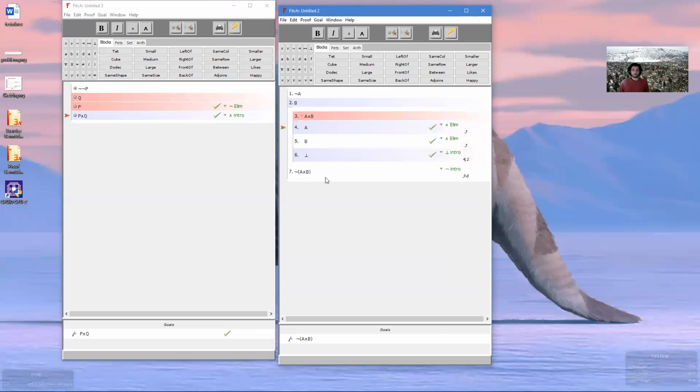Now, notice we did use premise 1. I guess we didn't even have to use premise 2. So premise 2 was extra. But we were allowed to use premise 1 in the subproof. But still, at the end of the day, it was just the subproof that does all the work for us. And that's always the case for negation introduction.